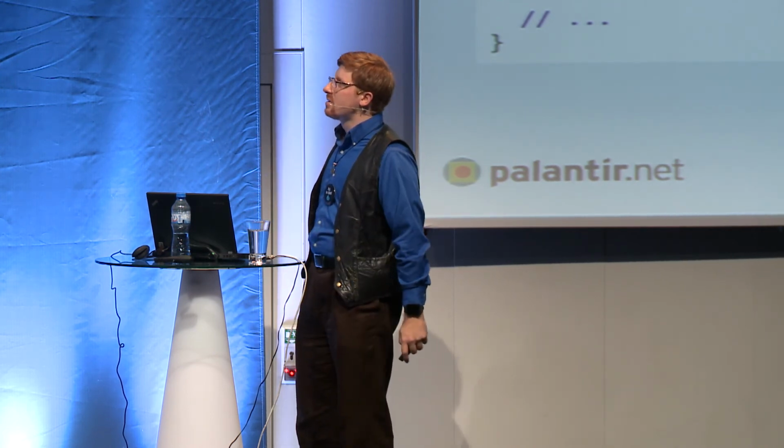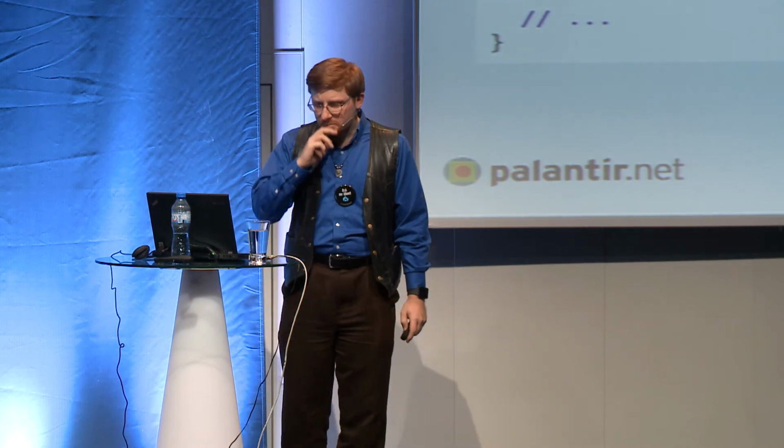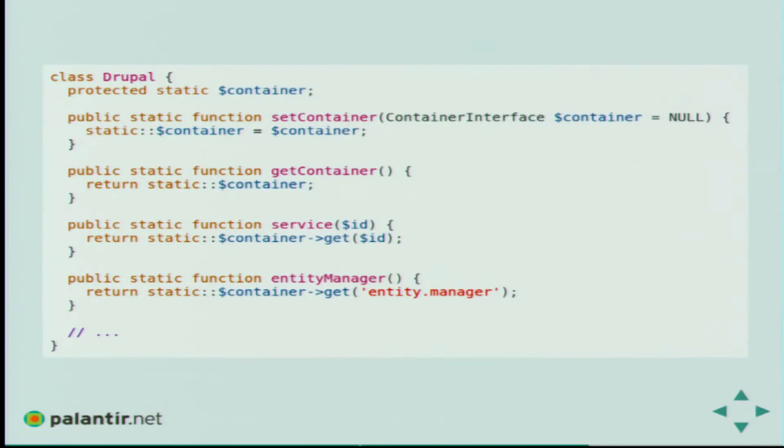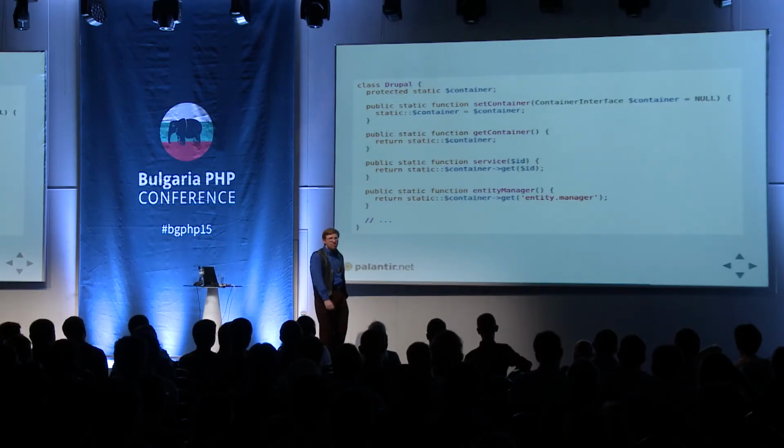So this is a class that we have sitting in Drupal 8. We're using Symfony's dependency injection container, and we've got it in this static that we can just set and get from anywhere. Oh, look, a global. A global with a couple of utility methods to make it easy to use a global. Oh, God, why are you doing this?